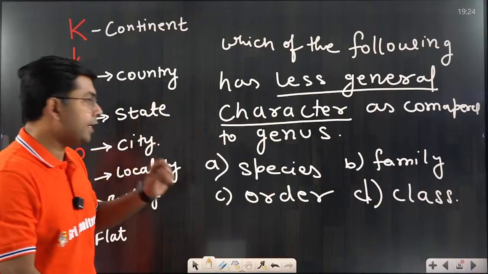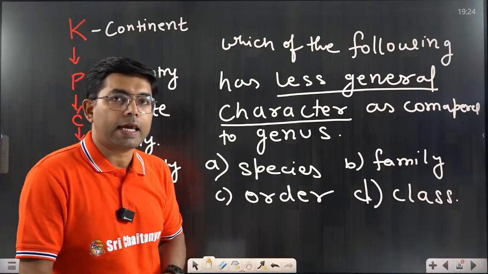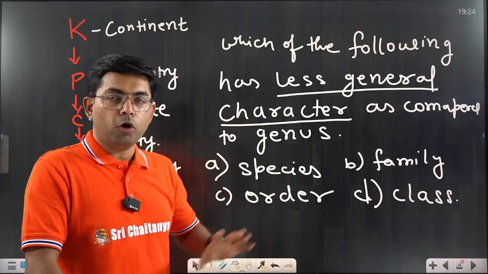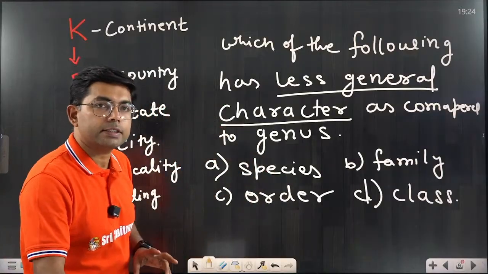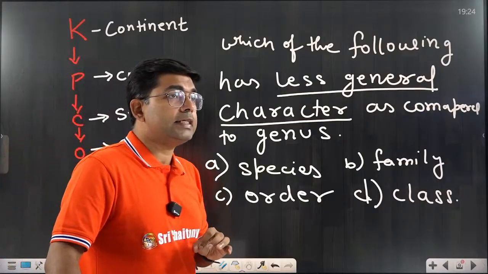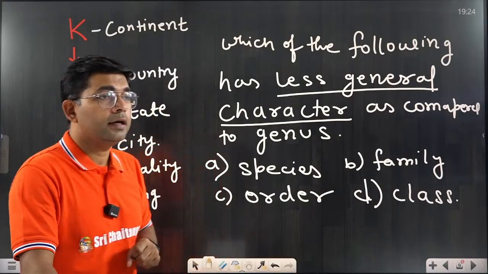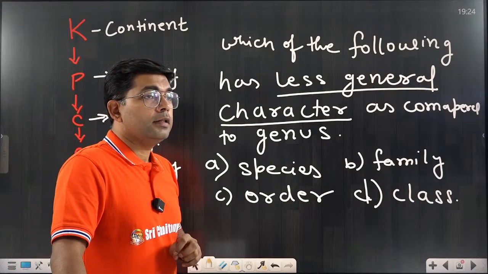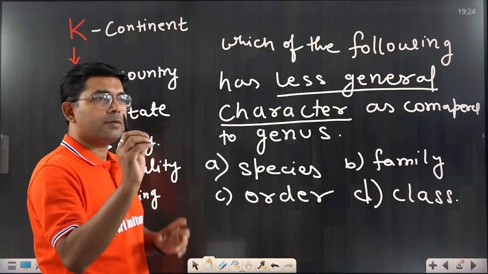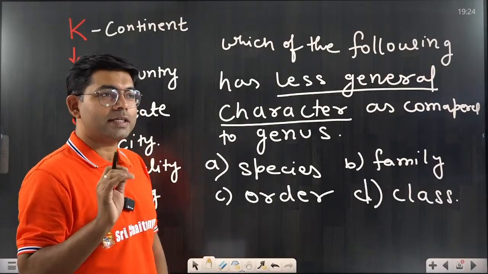So answer, all of you, I am waiting for your answer. Which one has less general character? So here the keyword is less general character. What do you mean by that? On that basis you can answer this question. Okay, I can see the answers. Suresh A, Rishika A, fine. Tanu A, Pallavi A, fine. So most of you are answering A, some of you are answering B, some of you are also answering D, but most of you are answering A.